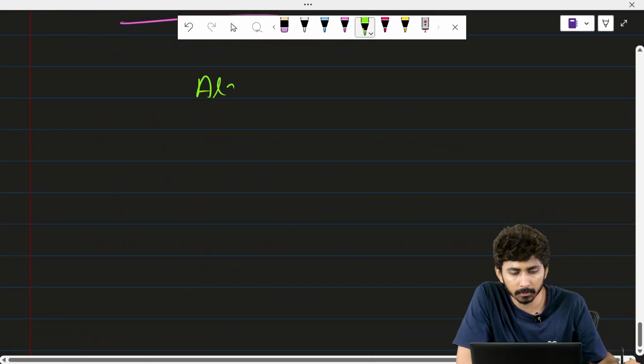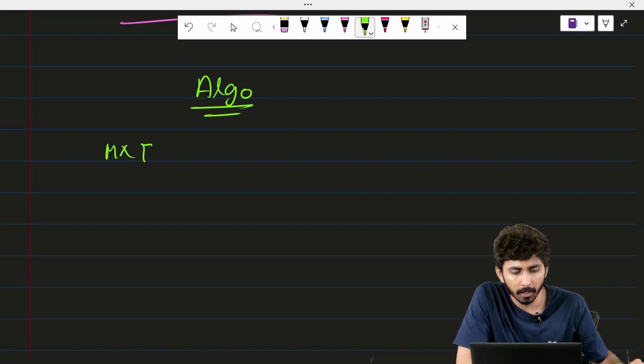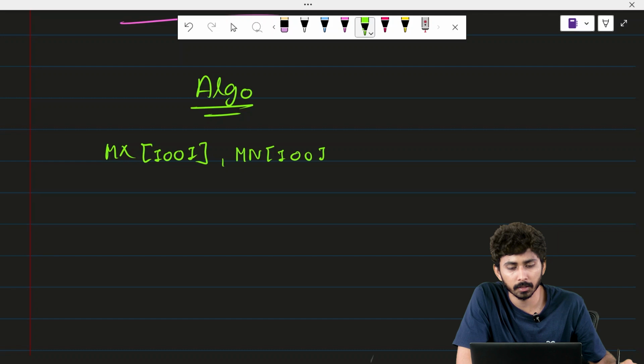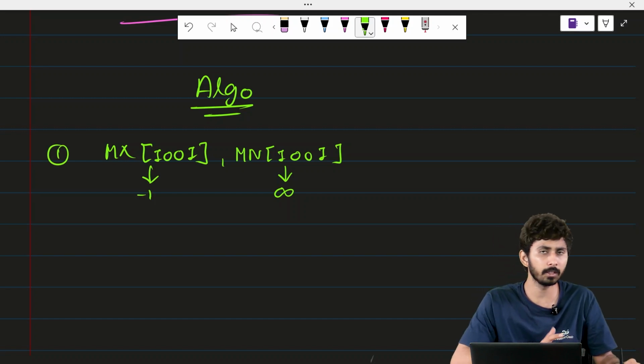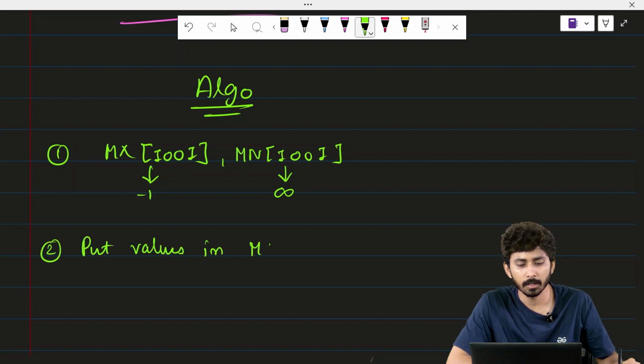So the algorithm works something like this. We'll be creating a maximum array, and the maximum array will be of size 1001 because you need array elements from 1 to 1000. And there will be a minimum array and its size will be 1001. I will initialize the minimum with infinity, and you can initialize the maximum with, let's say, -1, just for initialization, because you will update the values. Then you will basically put the values in the maximum and minimum array.